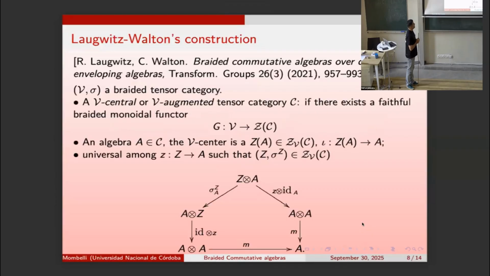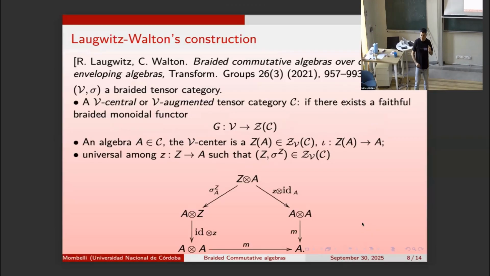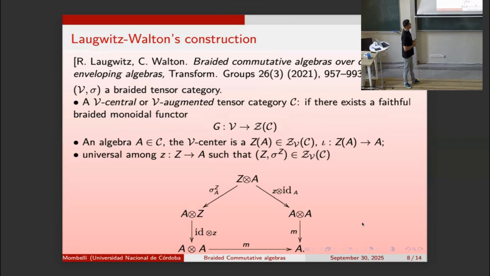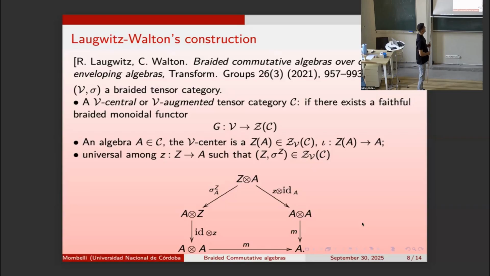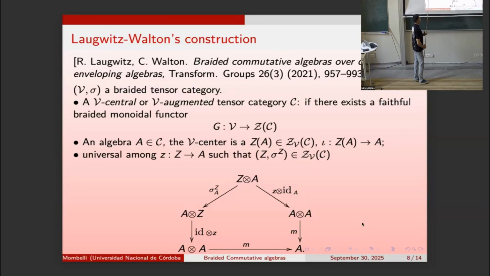In a paper in 2021, Laugwitz, it's very difficult to pronounce, Laugwitz and Walton gave a generalization of Davydov's construction, but not for just a tensor category, but for augmented tensor categories. I will explain what an augmented tensor category is. You take any braided tensor category B, and what Davydov did was the special case of vector spaces. A B-central or augmented tensor category is a tensor category C that comes equipped with a faithful monoidal functor from B to the Drinfeld center of C.